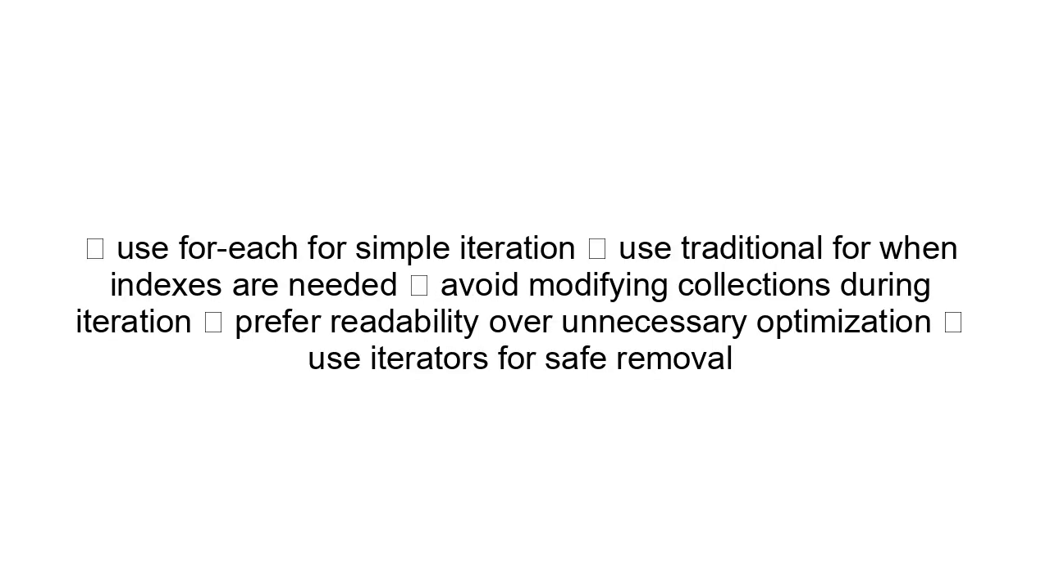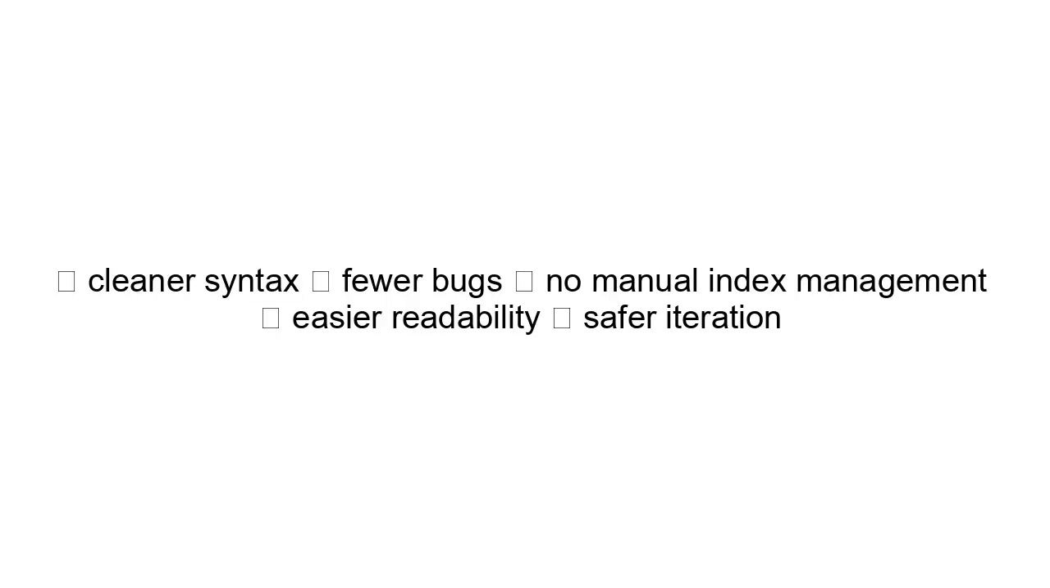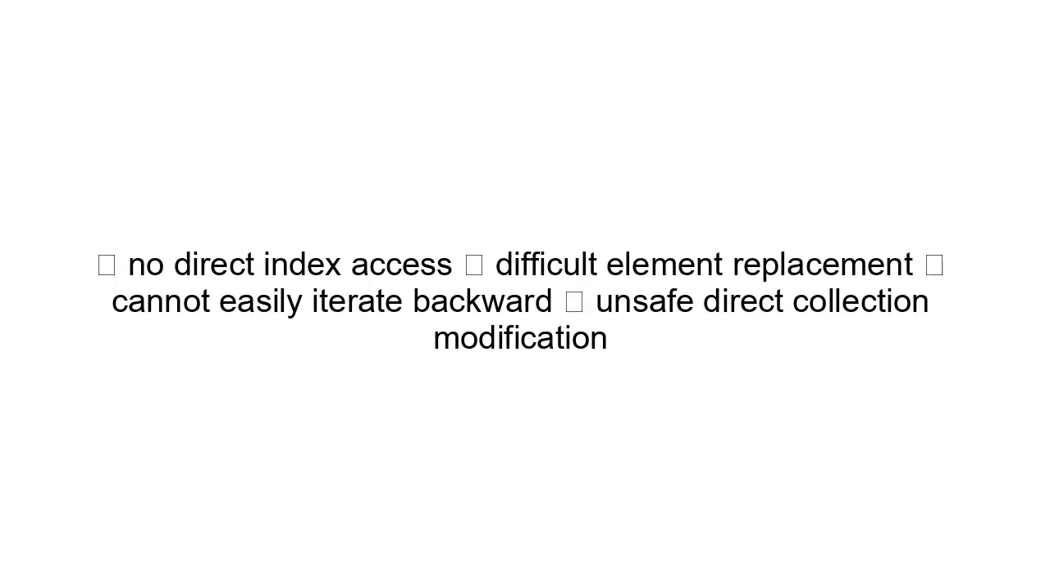Best practices. Use for each for simple iteration. Use traditional for when indexes are needed. Avoid modifying collections during iteration. Prefer readability over unnecessary optimization. Use iterators for safe removal. Advantages of for each: cleaner syntax, fewer bugs, no manual index management, easier readability, safer iteration. Limitations of for each: no direct index access, difficult element replacement, cannot easily iterate backward, unsafe direct collection modification.